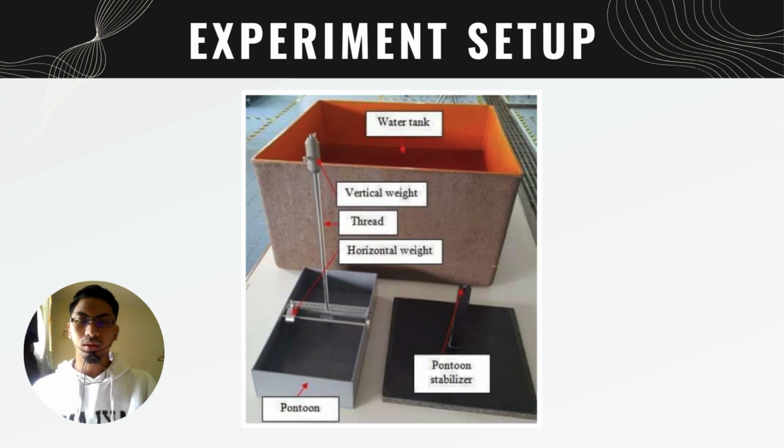So for this experiment, this is the apparatus that we use. First we have the water tank, which is filled with water, the vertical weight for the y-axis, the horizontal weight for the x-axis, the pontoon stabilizer, and the pontoon.